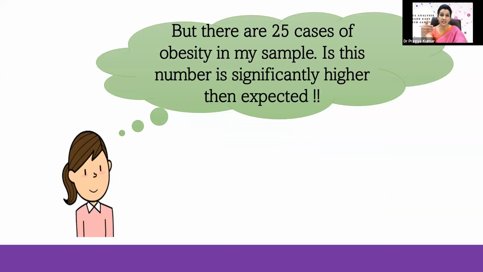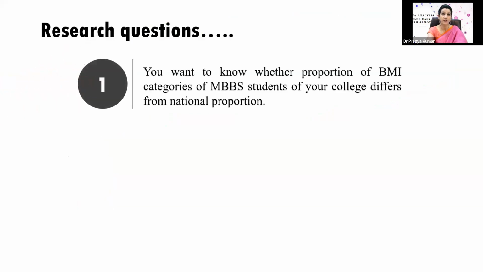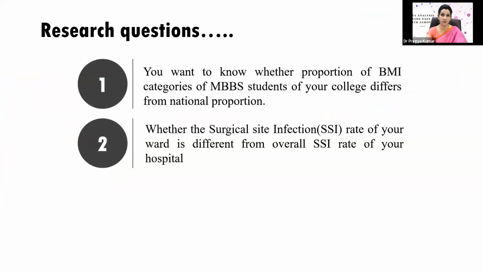So if I have to compare my sample proportion in a single sample against any known proportion, it is higher definitely. But whether this high is significant or not, for that I need to use the chi-square goodness of fit. So what can be the research question for which I'll use the chi-square goodness of fit? First, if I want to know whether the proportion of BMI categories, and you can have the BMI category as a 2 category or a 3 category, of MBBS students is different from the national proportion, then probably I'll go with this chi-square test of goodness of fit. Keeping the same example, if I want to know whether the surgical site infection rate of my ward is different from the overall surgical site infection rate of the hospital.